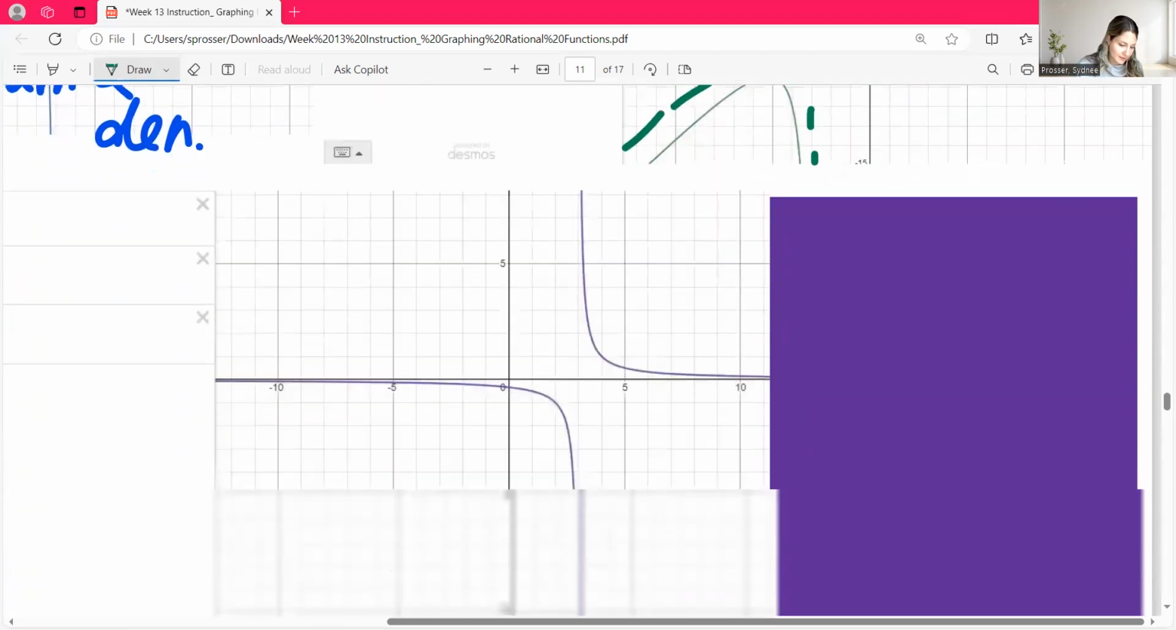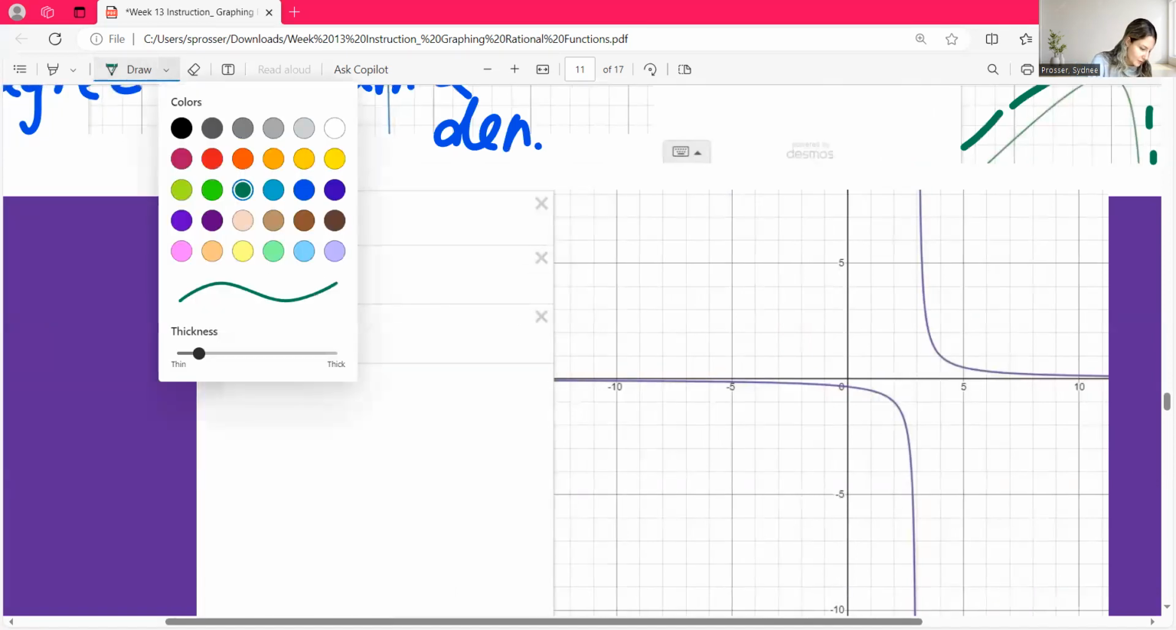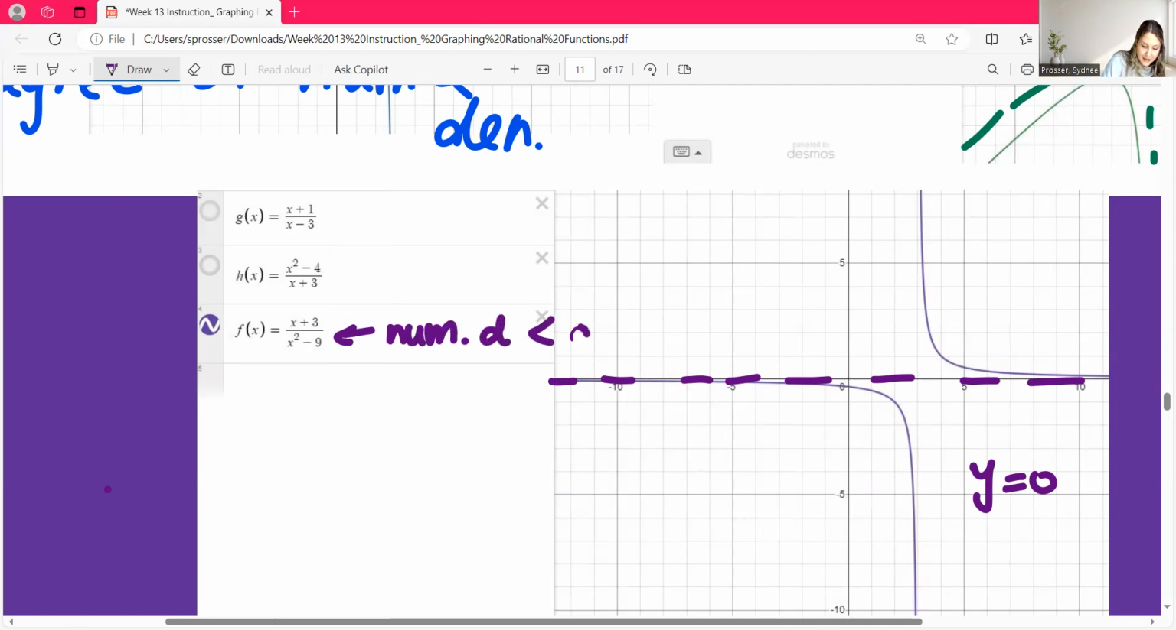And then let's look at this last example here, guys. We've got this purple function. You can tell we've got a vertical asymptote, but let's look at our horizontal asymptote. It is right here at y equals 0. Let's go over and check out the function and the degree. Notice now the numerator degree is less than the denominator degree. Very interesting.